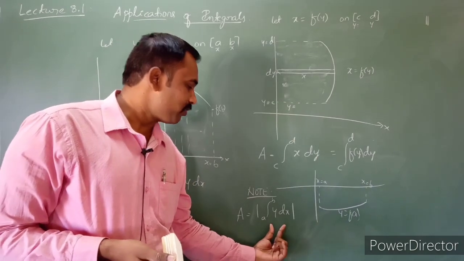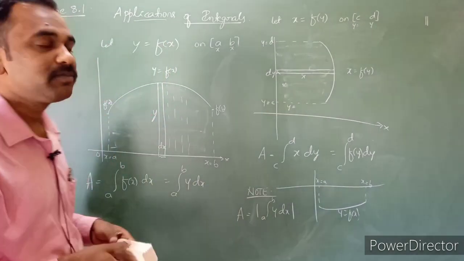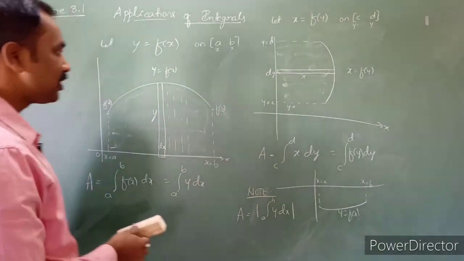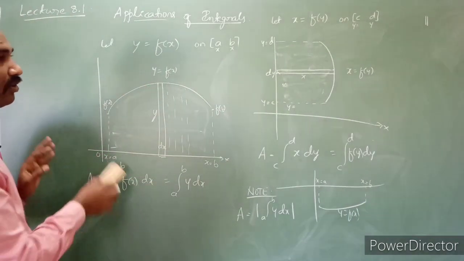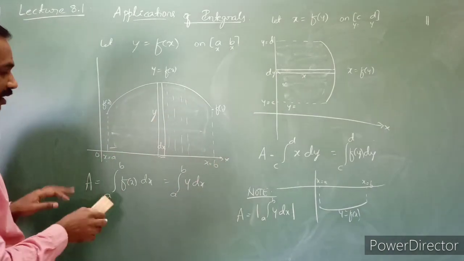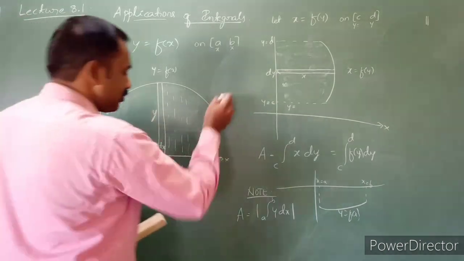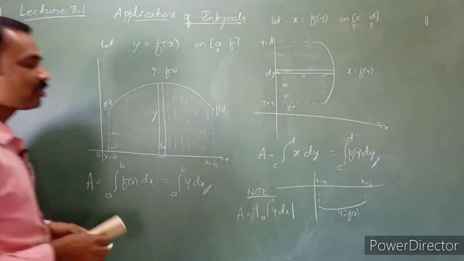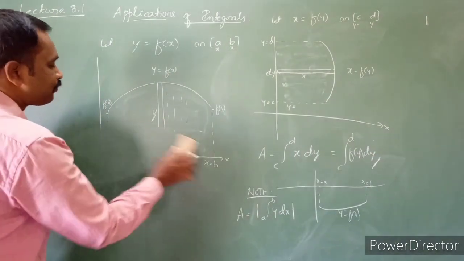If we get a negative quantity, we have to consider it as a positive quantity. 1, 2 and 3. One more orientation is that. Just pause the video and note down these graphs and definitions. This is the definition for this, and this is the definition for this orientation.